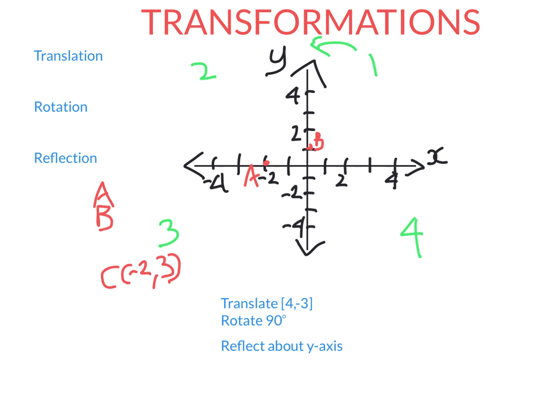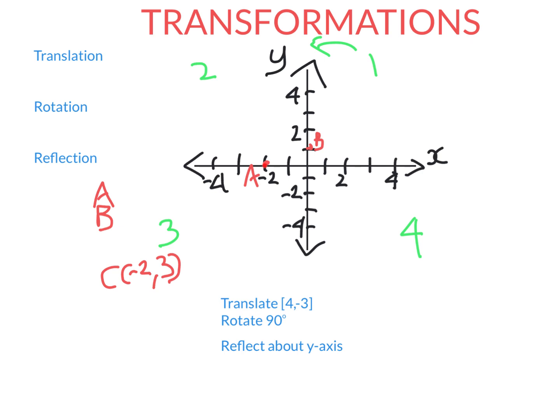So firstly, before we understand transformations, we have to understand this thing here. This is called the Cartesian plane. It is two number lines perpendicular at 90 degrees with each other. So these two number lines are called axes. The axis that is going horizontally is called the x-axis, and the one going vertically up and down is called the y-axis. So in the Cartesian plane, we plot points.